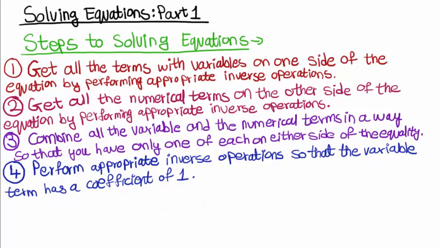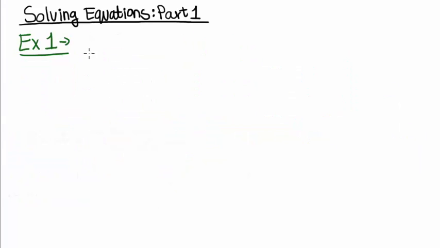Now, if I have thoroughly confused you so far, I hope that your confusion will be undone when we go over a few examples. So in this first example, let's say I have the equation x plus 8 is equal to 6. Now the first thing that I need to do is get all the variables on one side of the equation. This is already done for me because I only have one variable and it is on one side of the equation. The next thing that I need to do is perform appropriate inverse operations so that all my numerical terms are on the other side of the equation.